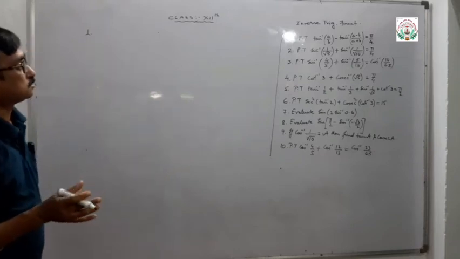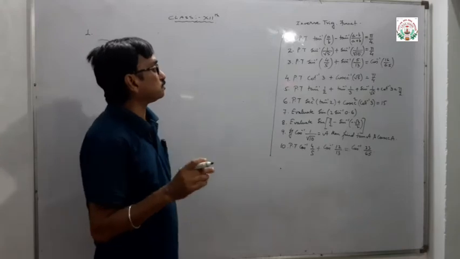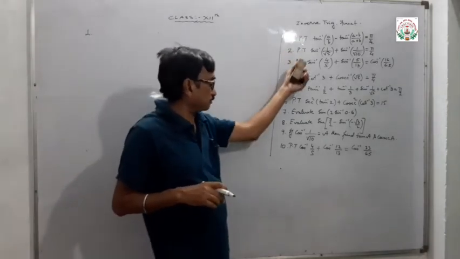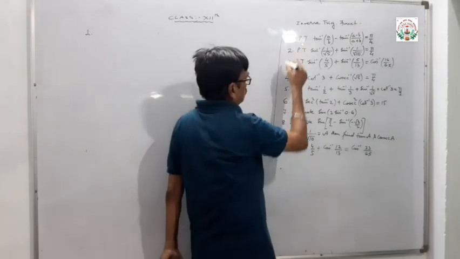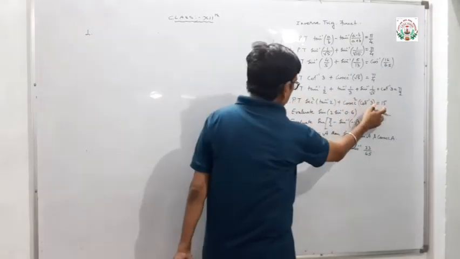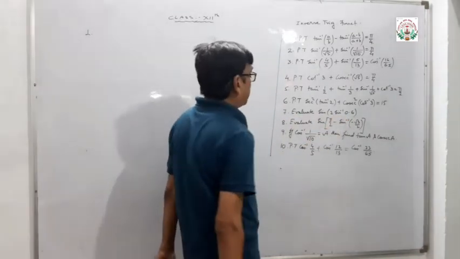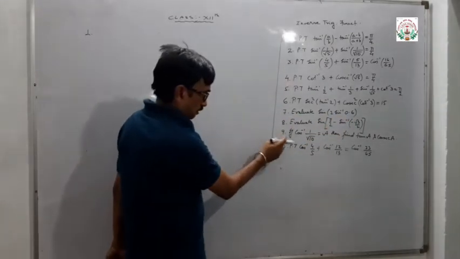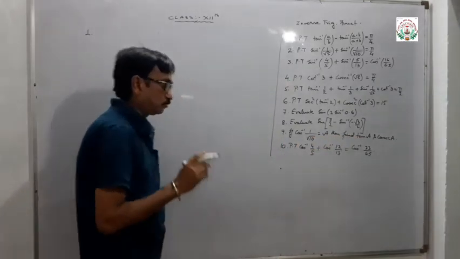Good morning, students. Let's start with a few of the problems of inverse trigonometric functions. Here I have written some of the 10 questions which I am going to solve now. The first 6 questions are from LHS to RHS, we have to prove it, and the 7th and 8th questions we have to evaluate and get its value. Question number 9 is also for evaluation. Question number 10 is for prove that.